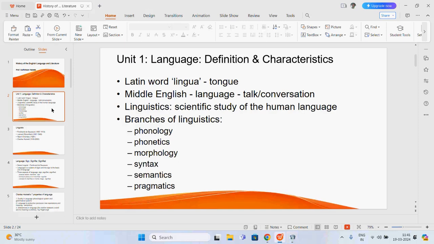When we study language, we are dealing with a very specialized science. This is termed linguistics. Linguistics is the scientific study of human language. And there are various branches of linguistics, as you can see on your screens. Phonology, phonetics, morphology, syntax, semantics, pragmatics are the broad branches of linguistics. When we take up the second course, the structure of modern English, you will study each of these in detail.